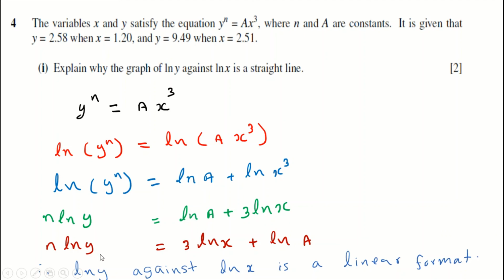ln y is equal to 3 ln x plus ln a. I just rearranged it a little in the form y equals mx plus c. So this is ln y against ln x, a linear format. That is what they wanted us to prove.